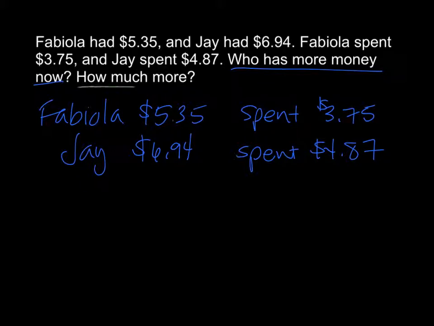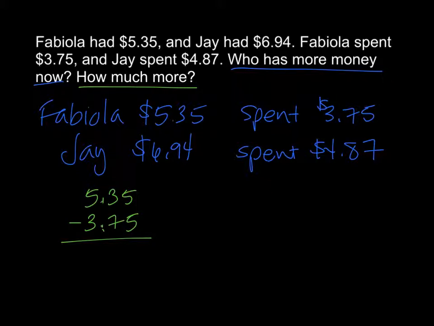And then the next question is how much more? So if I want to know who has more money now, that means I have to factor in that they spent money. See, Fabiola had $5.35, but then she spent $3.75. Now if you're spending, are you adding or are you subtracting? What are you doing? So hopefully what you're thinking is we are subtracting. So we have to set this up and do all the math we've been learning. So we have $5.35 minus $3.75. And we figure out how much money now does Fabiola have, right? So we're going to be subtracting. We're going to have to borrow, things like that.